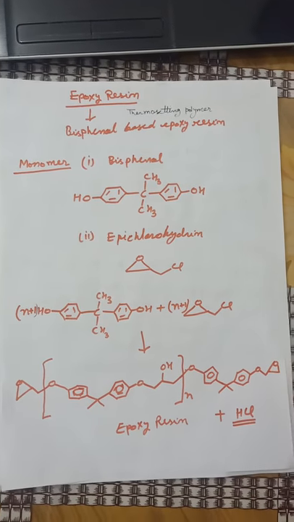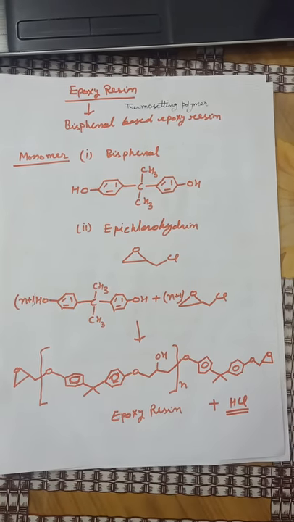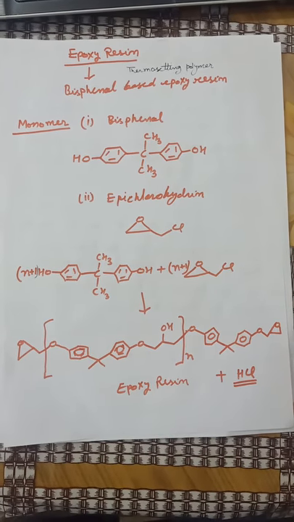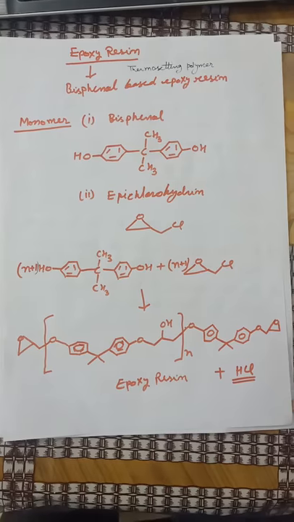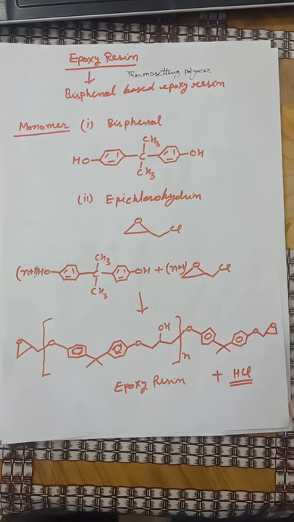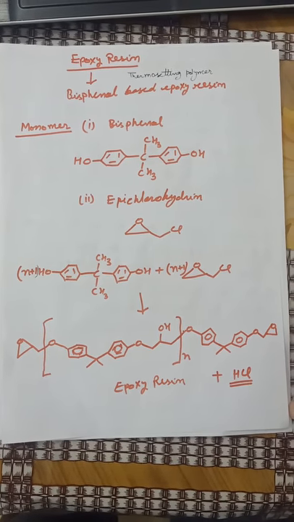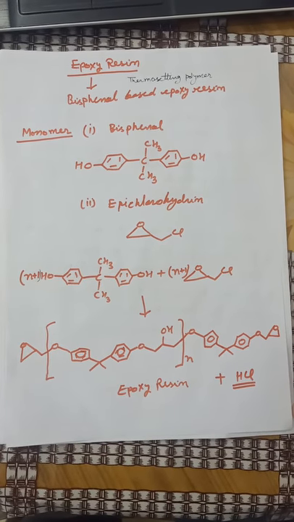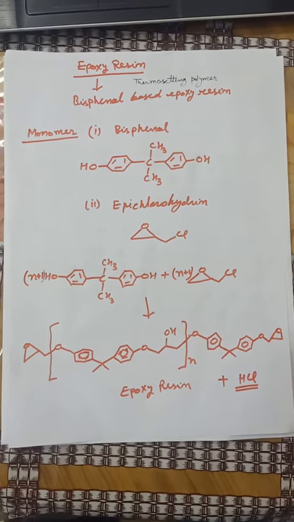The next polymer is epoxy resin. Epoxy resins are thermosetting polymers. Now you know what thermosetting polymers are, which can be softened on heating and can be molded in desirable shape and structure. And the most common epoxy resin is bisphenol based epoxy resin.